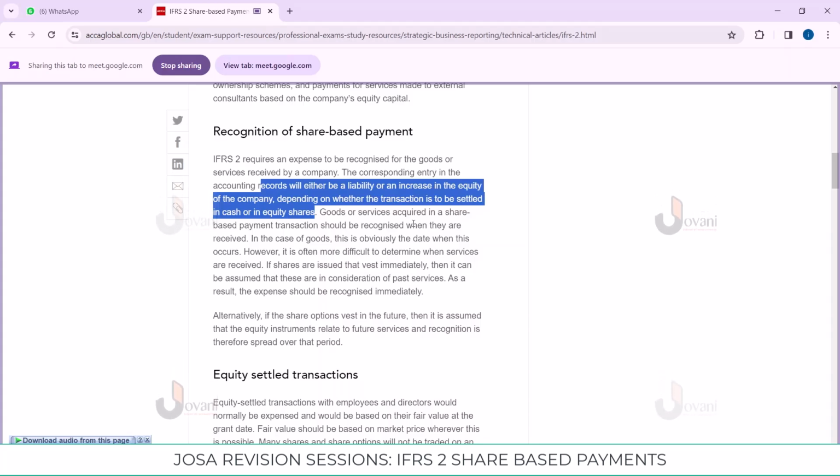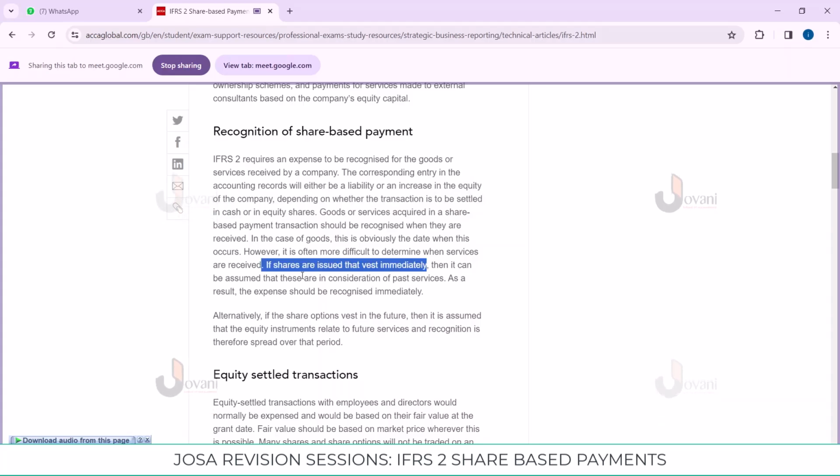If shares are issued that vest immediately, I talked about this, if you issue shares and they vest immediately, meaning that there are no conditions, then it can be assumed that these are in consideration of past services. As a result, the expense would be recognized immediately. However, if you have options that are vesting in future, then it is assumed that the equity instrument relates to future services and recognition is therefore spread over that period.